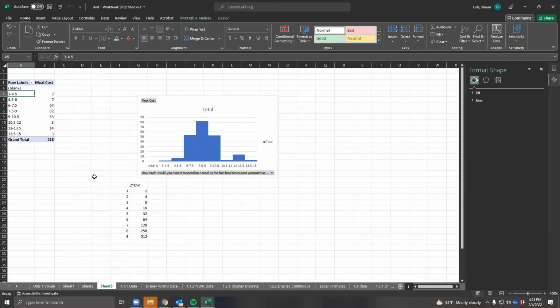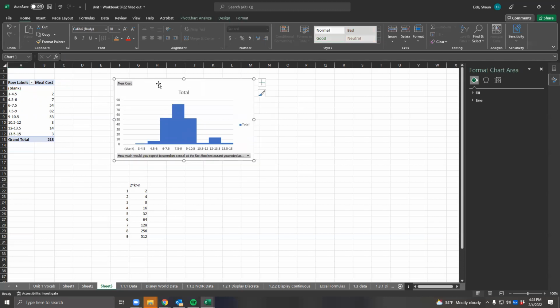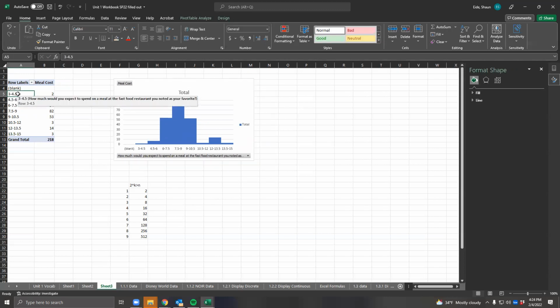1.5. And it looks pretty good. It shows, hey, there is that 12 to 13.5. There is a little bit more in that group as compared to around it. So that's a histogram, and then a frequency polygon is very similar.